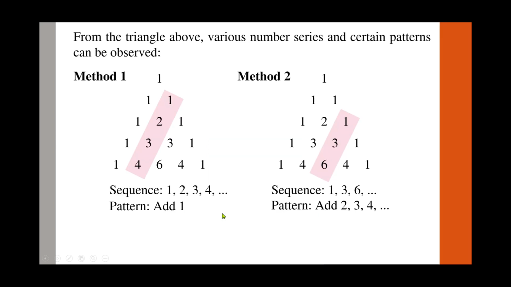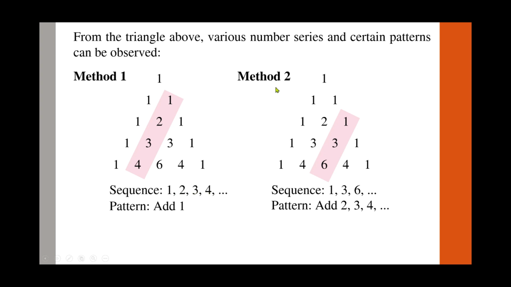So let's move on. From the triangle that we have just now, the previous one, various number series and certain patterns can be observed. So this is the Pascal triangle. We can see the method, they take out this part over here. So the sequence that we can form from here becomes 1, 2, 3, 4. So that is the sequence. The pattern is add 1 to the previous number.